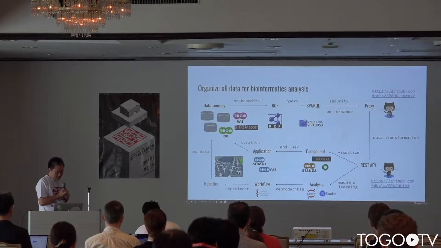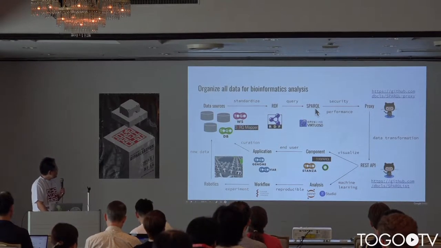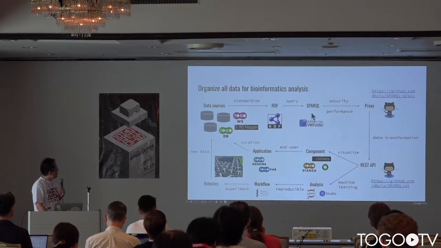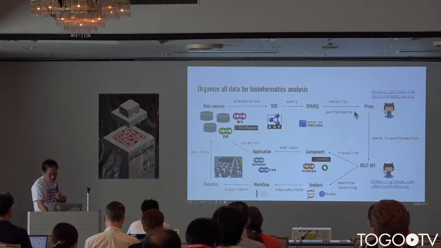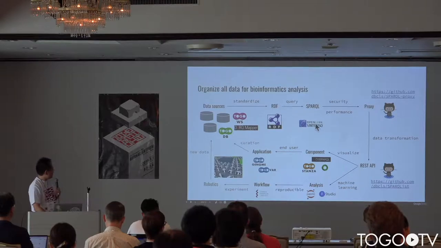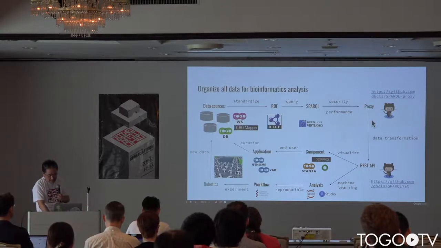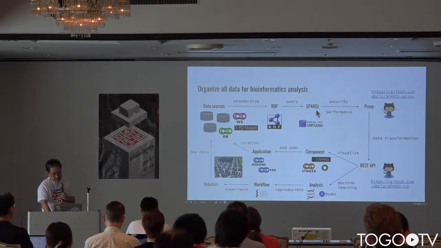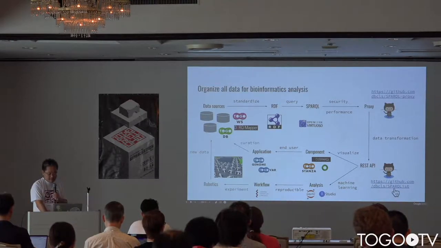And so we have data sources here, and we standardize those data into RDF, and we can make a SPARQL query. So to utilize the data with SPARQL technology, we created several applications you can use for free. So one is a SPARQL proxy. You can put the SPARQL proxy in front of Virtuoso or any other triple stores to make it secure and improve the performance. And the data queried from the SPARQL endpoint can be transformed into JSON or any other formats with the REST API by using SPARQList software.